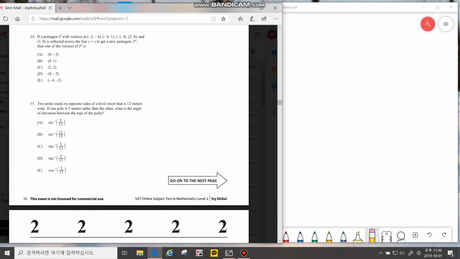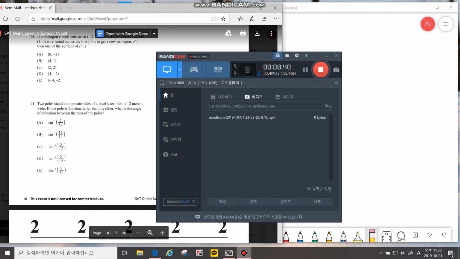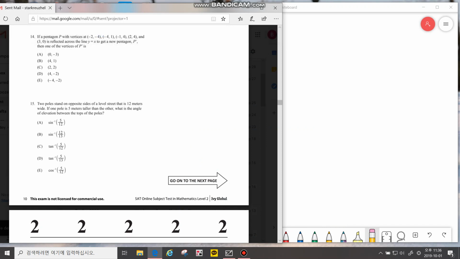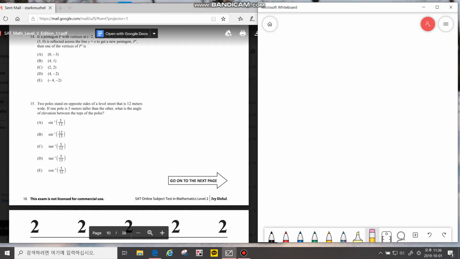And two poles stand on opposite sides of a level street that is 12 meters wide. If one pole is 5 meters taller than the other, what is the angle of elevation between the tops of the poles? Okay, now I have about 1 minute and 20 seconds left. So yeah, I will do 15 here.